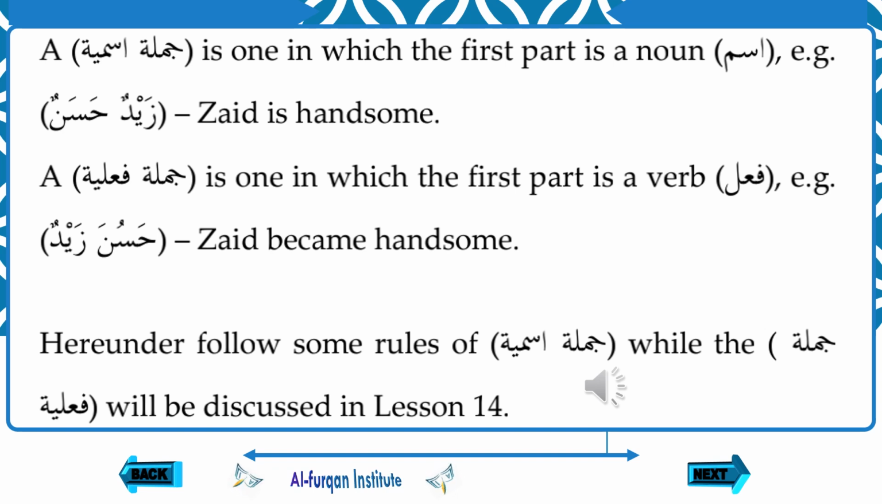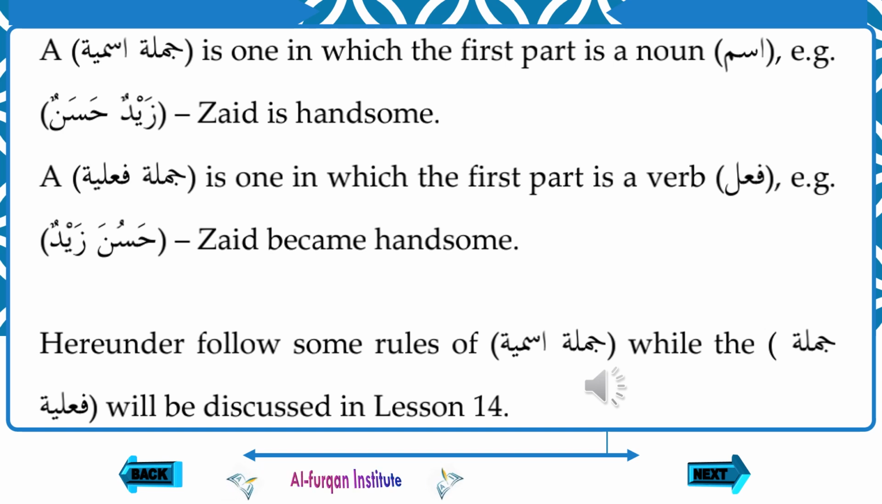And the second one is jumla to fi'liya, that is one in which the first part is a verb, fi'lun, that is a verbal sentence. So the first one is a nominal sentence and the second one is a verbal sentence, the sentence that begins with a verb. Example, Hasuna Zaydun, Hasuna Zayd. Hasanun here is a noun, while Hasuna is a verb. So Zayd became handsome.